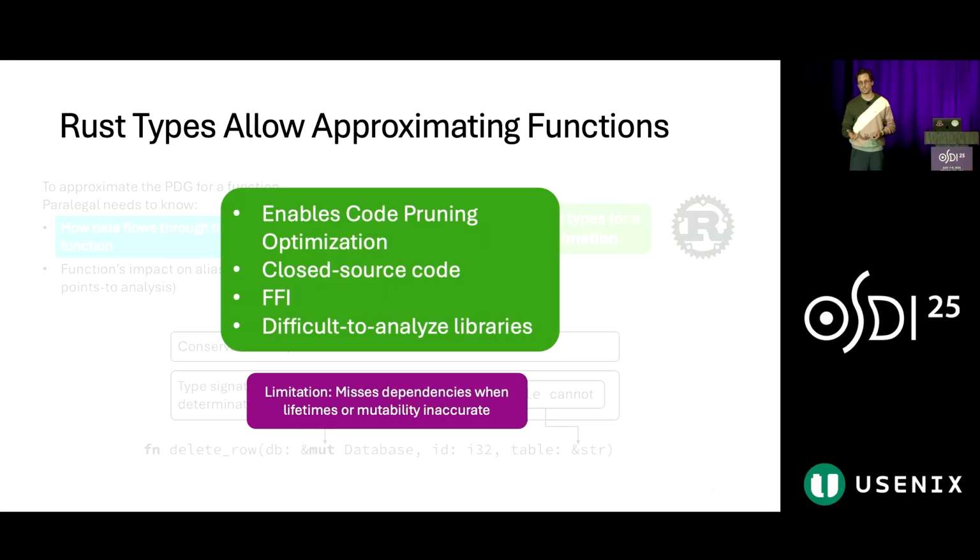There is an important limitation to this. Since Paralegal now trusts the information in the type signature, then if for some reason the behavior of the function diverges from that, the real behavior of the function is not what this type signature claims it is, Paralegal may miss some dependencies. This is rare in Rust, but there are some data structures such as interior mutability where this is the case.